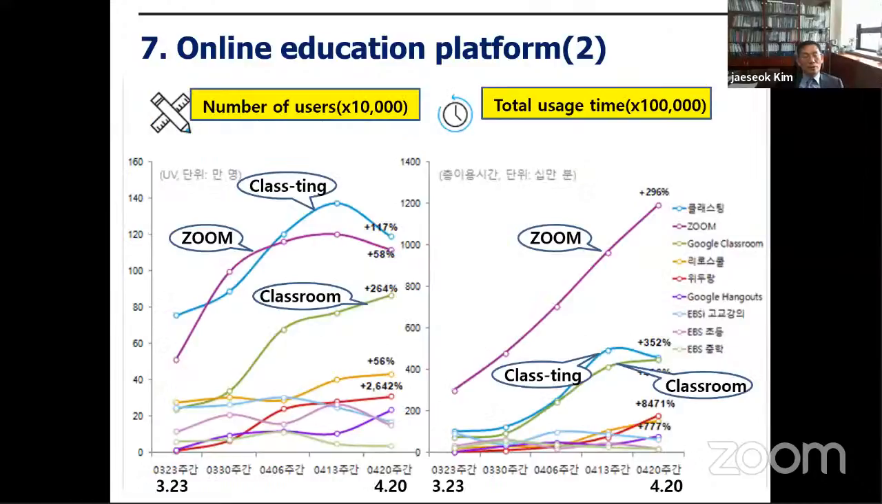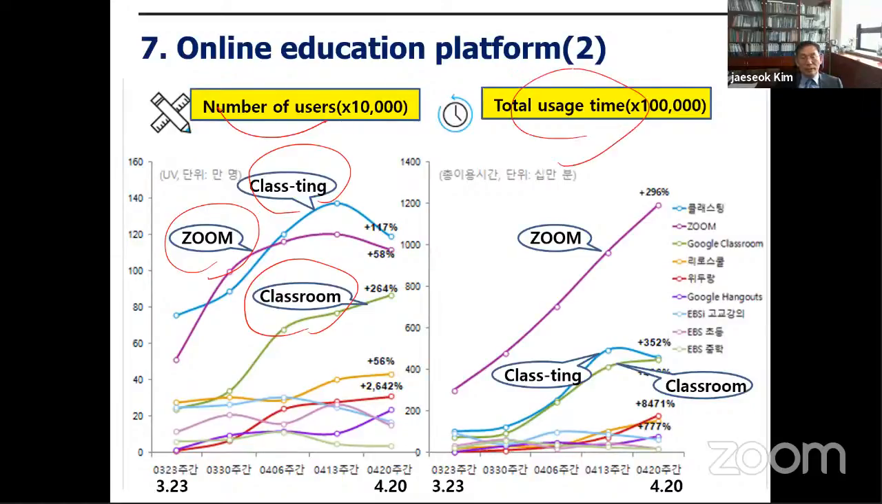This graph on the left side shows the number of users for each education platform. So Class Team, Zoom, and the Classroom are at the top level. The right-hand side graph shows the total usage time for each platform. So it also shows that Zoom, Class Team, and Classroom are on the top list.